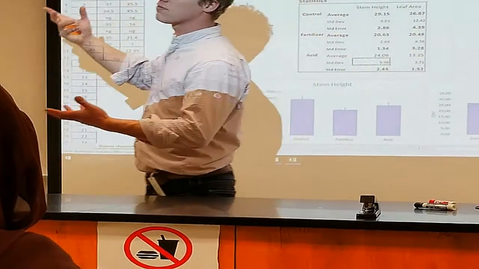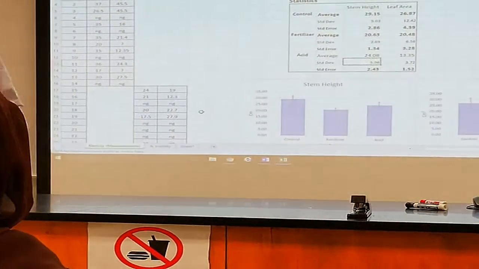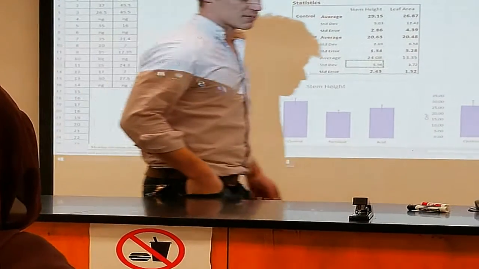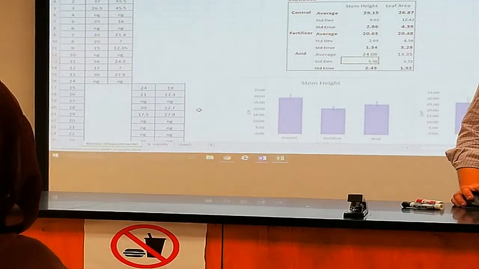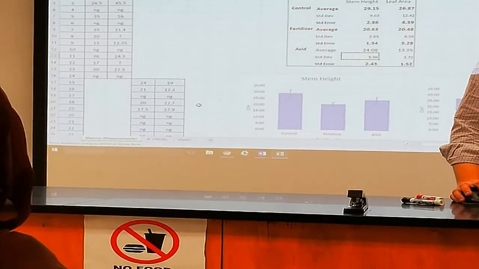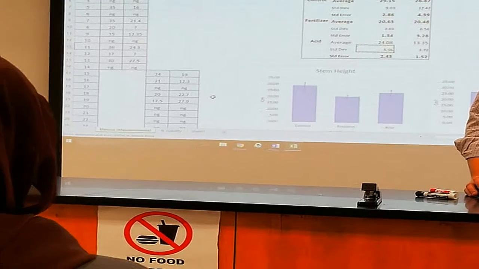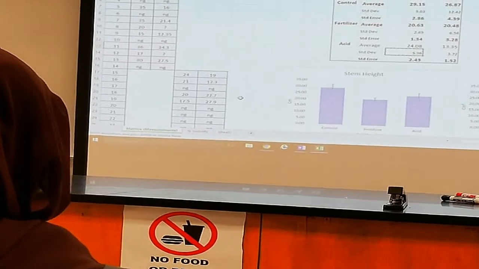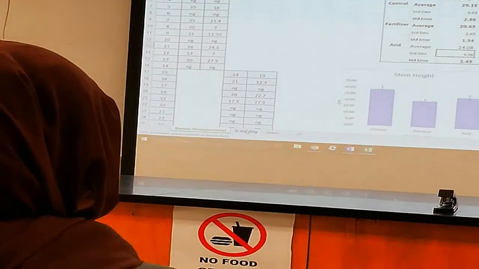So if you take 10 divided by 14, what is that? I got it here. 10 divided by 14 is 71.4%. So the control plants, 71.4% made it. Okay? We can maybe just do these other ones here so you've got it.